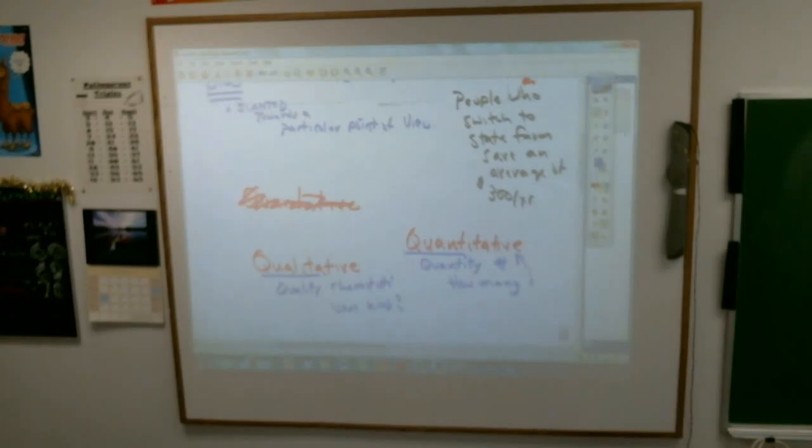Quantitative would just be how many kids went to the park. You know, how many people rode this ride. How many people like spaghetti? Wait, how many? Not what kind of food do you like. Are you raising your hand for spaghetti?